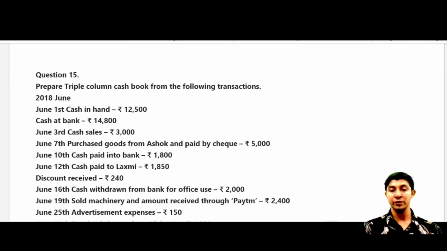Cash Book, Intermediate First Year Accountancy, problem number 15. Now let us begin with our problem. Prepare a triple column cash book from the following transactions. June 1st, 2018, cash in hand and cash at bank.